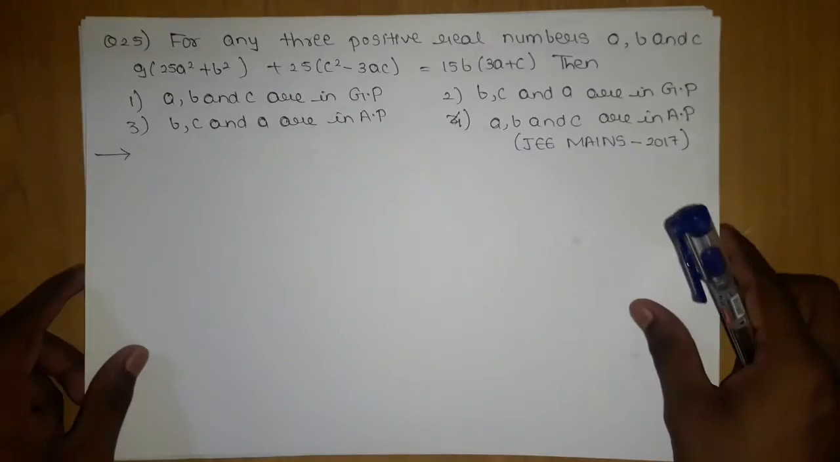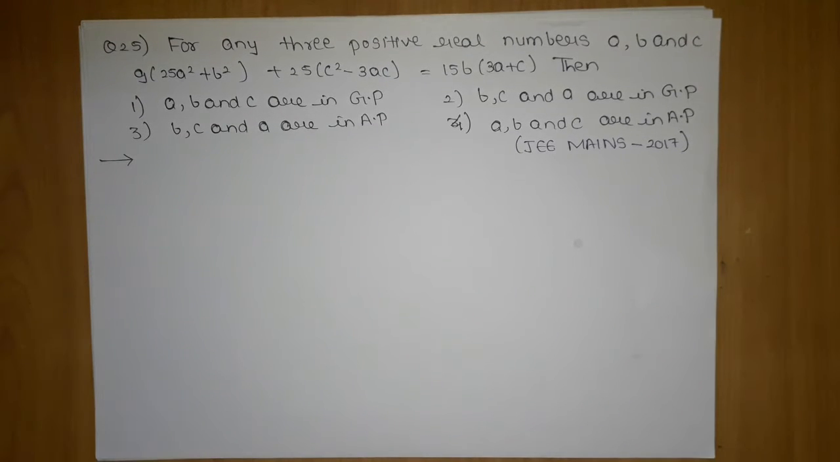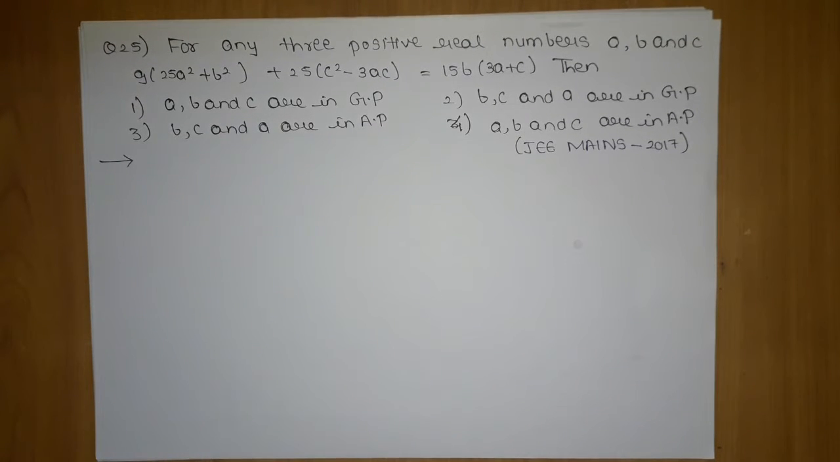So the first question which we are going to encounter is this 25th question. For any three positive real numbers a, b and c, 9(25a² + b²) + 25(c² − 3ac) = 15b(3a + c), then a, b and c are in GP, b, c and a are in GP, b, c and a are in AP, or a, b and c are in AP.